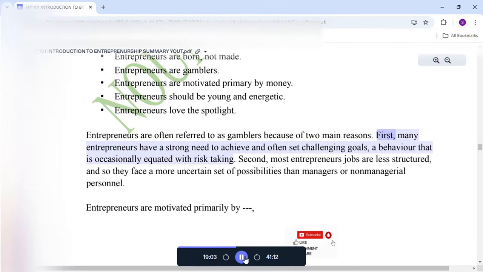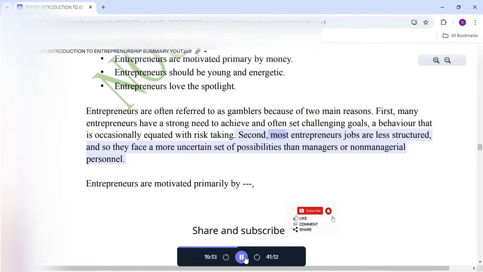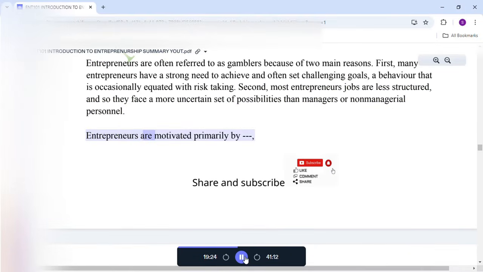Entrepreneurs are often referred to as gamblers because of 2 main reasons. First, many entrepreneurs have a strong need to achieve and often set challenging goals, a behavior that is occasionally equated with risk-taking. Second, most entrepreneurs' jobs are less structured, and so they face a more uncertain set of possibilities than managers or non-managerial personnel.